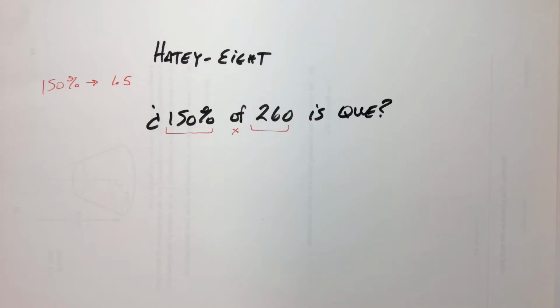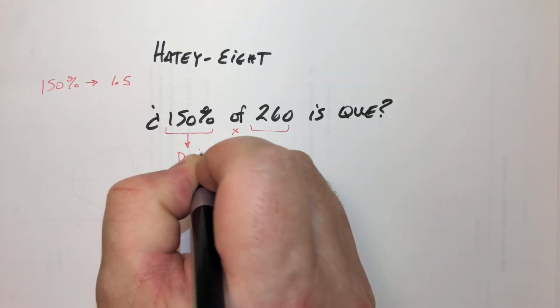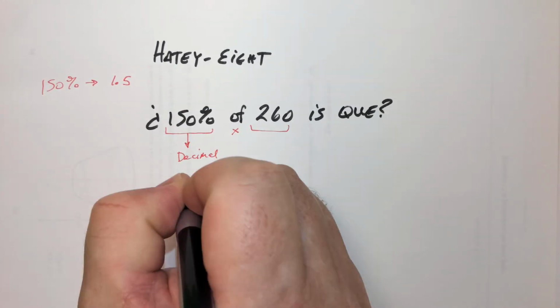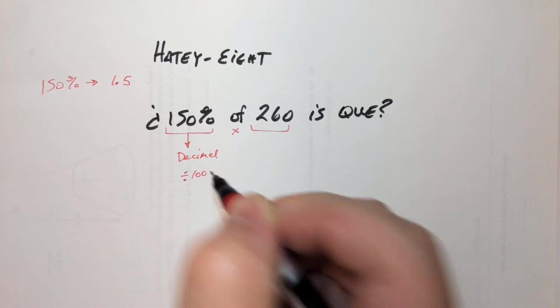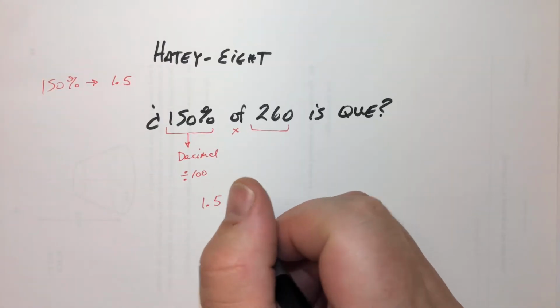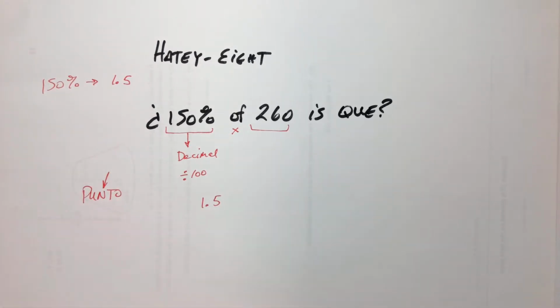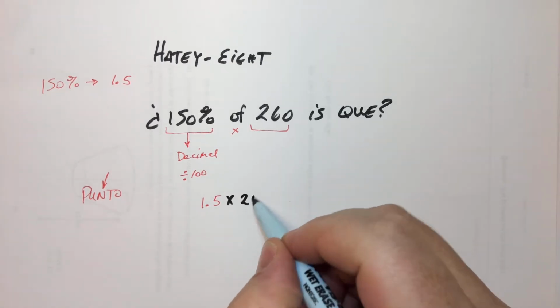That's kind of what you do. You have to change this into a decimal, and the way you do that is you divide by 100. So this is really just 1.5. Right. And then you just times it by 260. So it's 1.5 times 260.